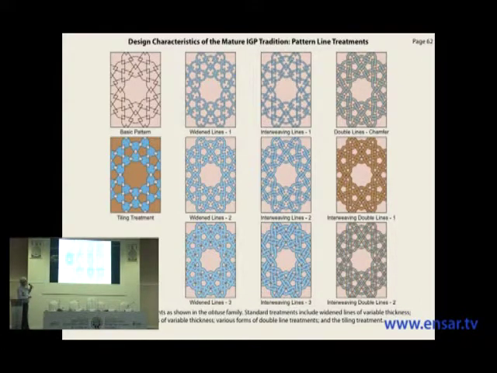Different Muslim cultures favor different approaches to modifying the strict pattern itself, like in the upper left-hand corner. Some favored interweaving more than others. There are many cultural differences. It's an interesting study in itself.